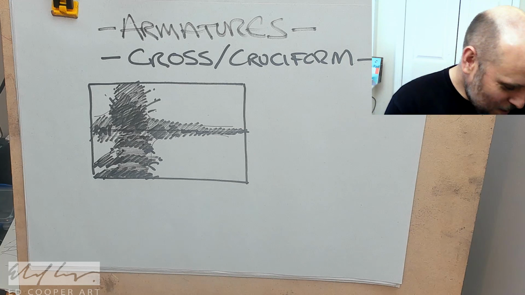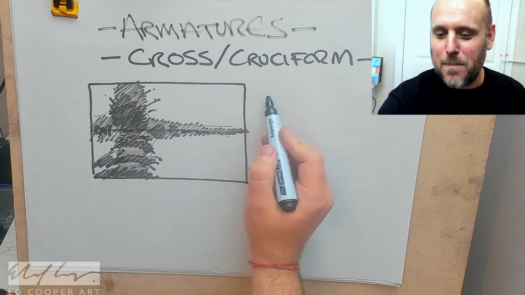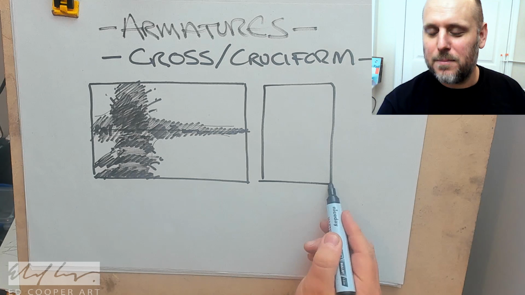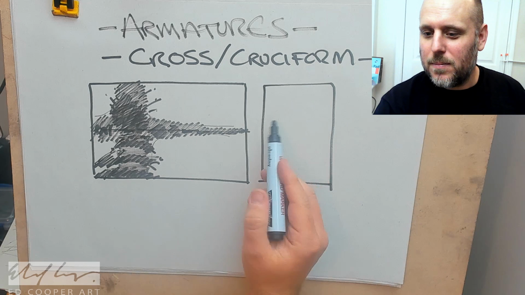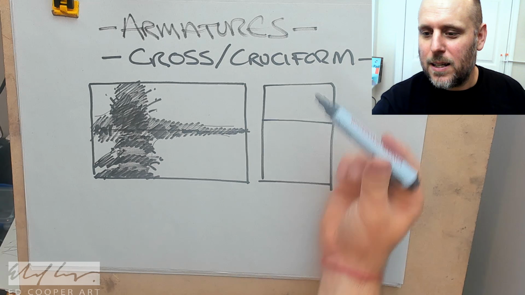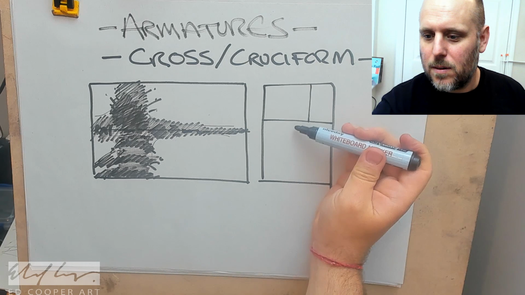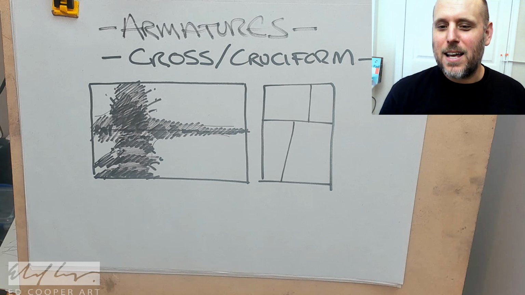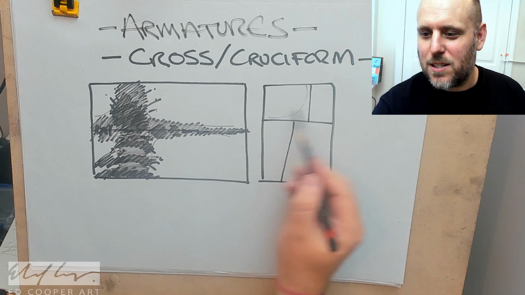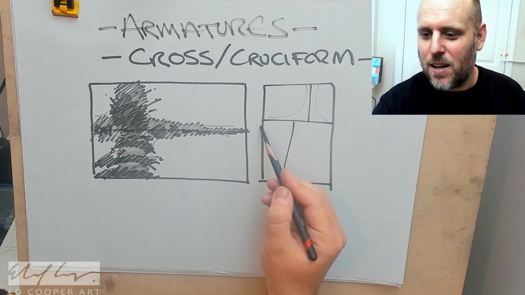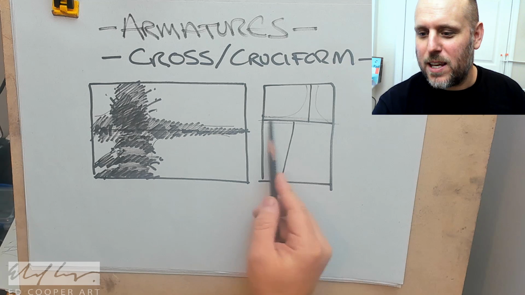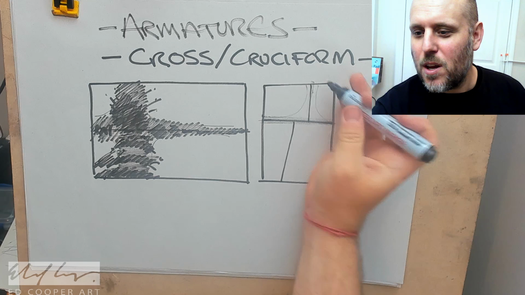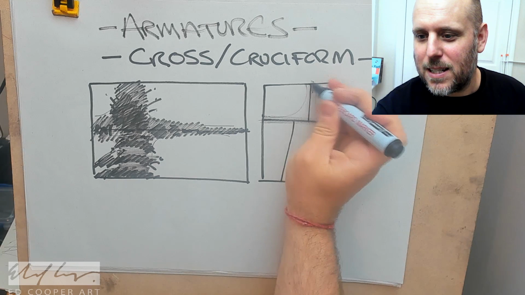Okay, so that's one example. Let's go for a different composition or design. So let's say we've got here. So even something like that still has the quality of the cross, because although it's not aligned, basically you're breaking the design on the vertical and the horizontal.